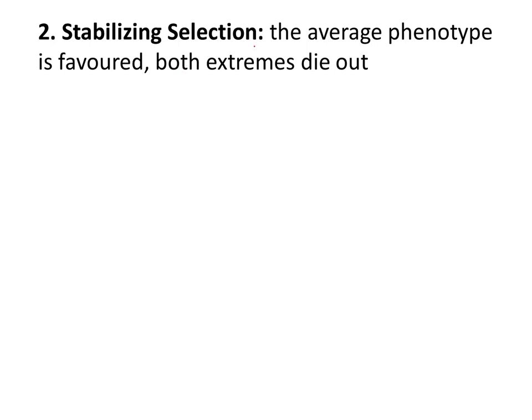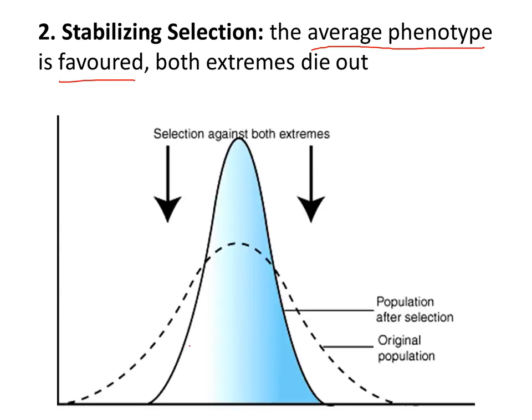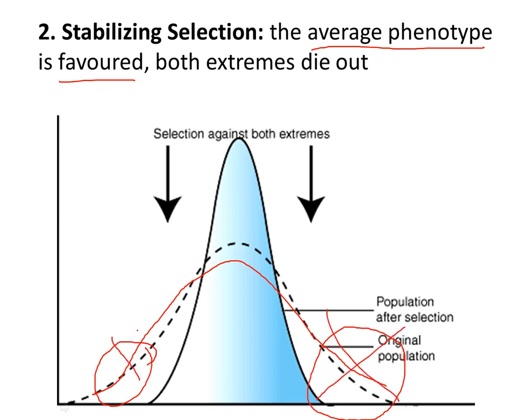Stabilizing selection is where the average phenotype is selected for, and the extremes die out. And so we have a normal distribution for a particular trait, and for a particular reason, the ones that have an extreme to one side or the other, so very small or very large for whatever this particular trait happens to be, are selected against. So they get killed off, and the ones that survive are the ones that are more average for that particular trait. And this is called stabilizing selection.